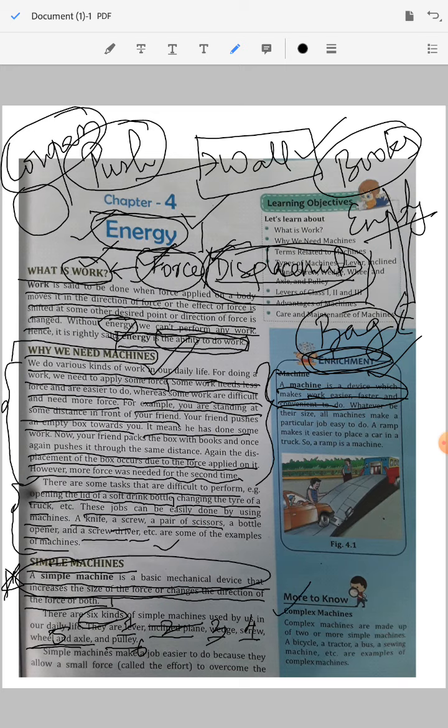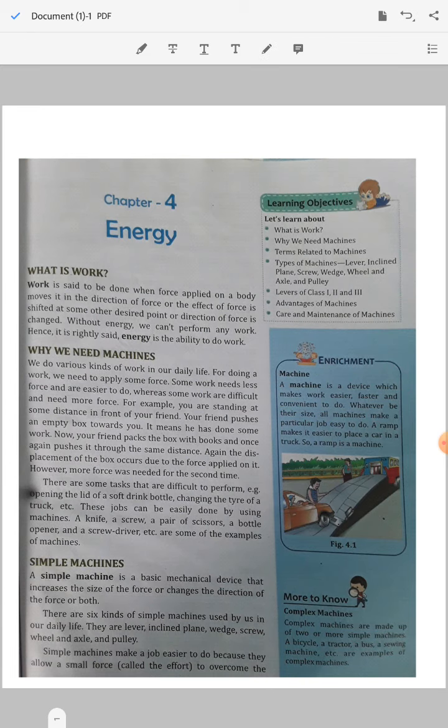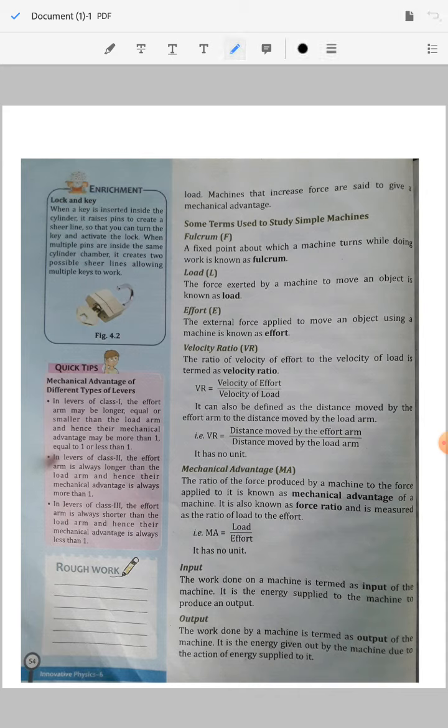There are complex machines also. For example, your tractor, bicycle, buses, यो त एकदमै complicated हुन्छ नि त्यसो हेर्दा पनि हैन. So these machines are called complex machines. So complex machines are made of 2 or more simple machines. So simple machines नै के हुन्छ? थुप्रै simple machines लाई सँगै जोडेर चाहिँ what we can make a complex machine. A simple machine makes job easier to do because they allow a small force called effort to overcome the load. The machines that increase force are said to give a mechanical advantage.